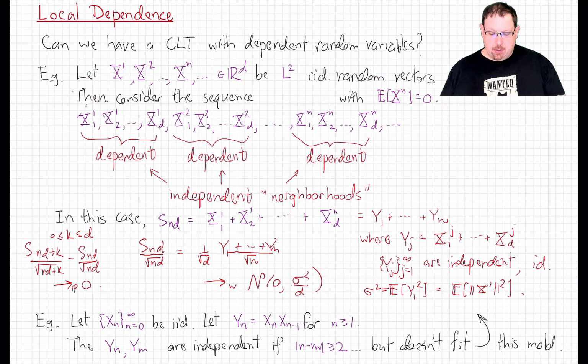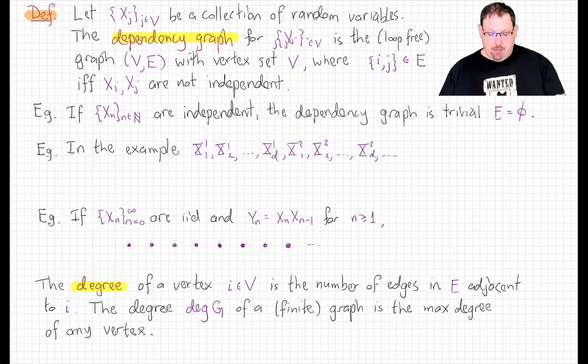So how can we handle overlapping dependency neighborhoods? Well, for starters, instead of talking about neighborhoods, let's talk about a graph structure that we have here. If I have a collection of random variables indexed by some set V, in the previous examples V would just be the set from 1 up to n, the dependency graph of that set of random variables is the graph, meaning that we put a collection of edges between the vertices V, the index set, where we put an edge between two indices i and j if and only if Xi and Xj are not independent.